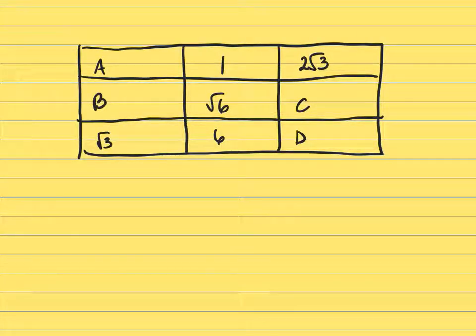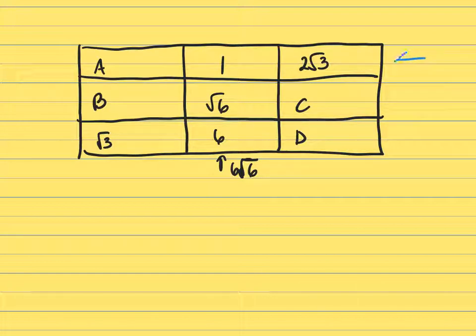The product of the numbers in each row and in each column is the same for all rows and columns. What's the value of A, B, C, D? All right, so if you notice in this column here, all the numbers are given. And if you multiply those together, you get 6 times square root 6. So we know that's got to be the product for everything. 6 square root 6. I'm going to change colors now.